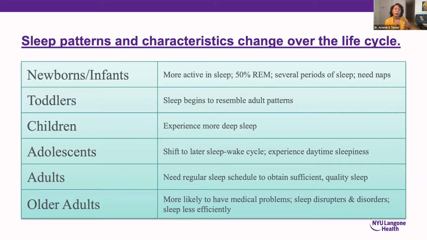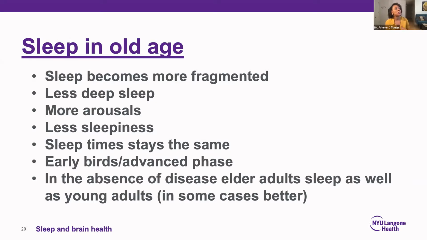And with older adults, they're more likely to have medical problems that will disrupt their sleep, and disorders. And so that's what would lead them to sleep less efficiently. So essentially, the sleep becomes more fragmented. So there's not a lot of just sleeping straight through the night. There's less deep sleep. There's more just waking up. There's less sleepiness, though. But the sleep times actually tend to stay the same. So the length of time that you're sleeping doesn't change, but the time that you wake up and the time that you go to bed actually might change. A lot of people find themselves getting up earlier, and because of that, of course, going to bed earlier. But in the absence of any diseases or any disorders, older adults tend to sleep just as well as younger adults.